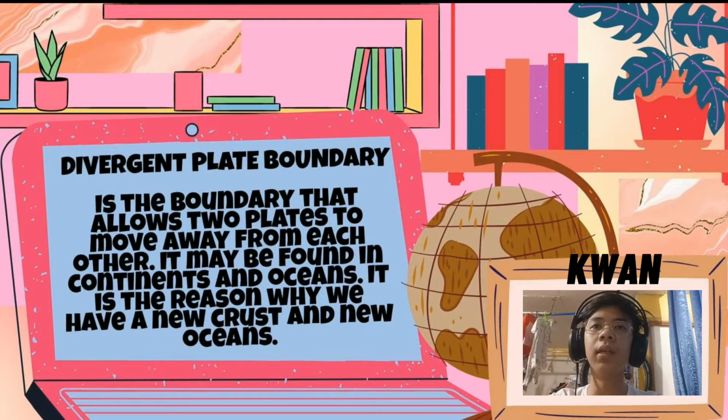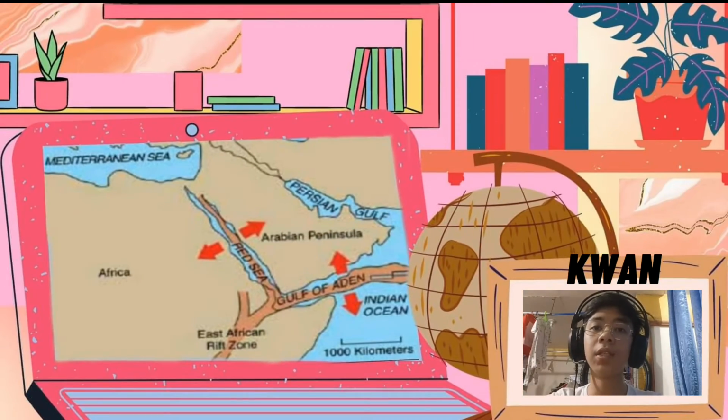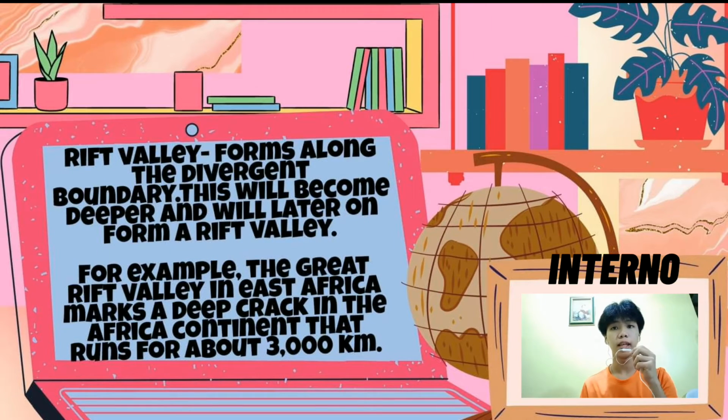Divergent plate boundary is the boundary that allows two plates to move away from each other. It may be found in continents and oceans. It is the reason why we have a new crust and new oceans. A rift valley forms along the divergent boundary. This will become deeper and will later on form a rift valley.